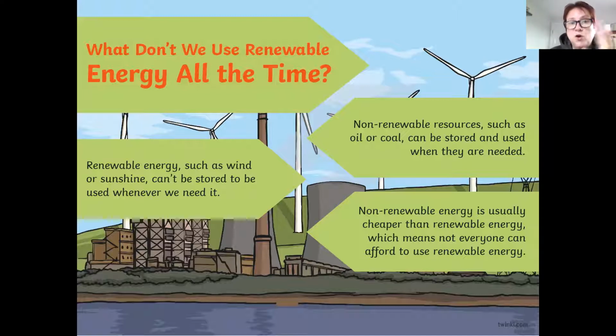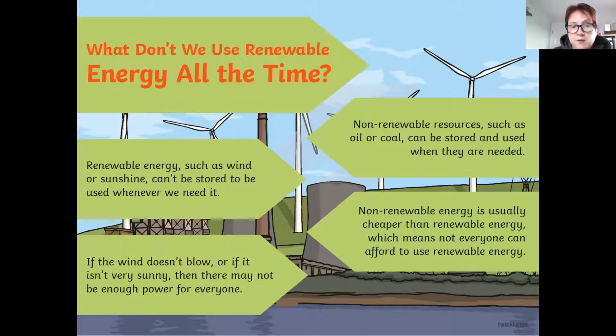I know there's lots of words there, non-renewable, renewable. So if the wind doesn't blow, or if it isn't very sunny, there may not be enough power for everyone. So there might be a bit of power, but not enough for everyone.